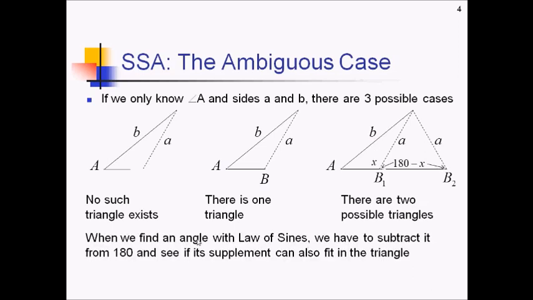When we find an angle with law of sines, you have to subtract it from 180 and see if its supplement can also fit in the same triangle. And we'll have an example where we do that later.